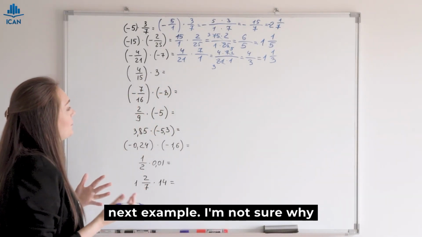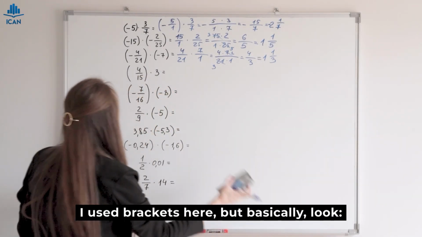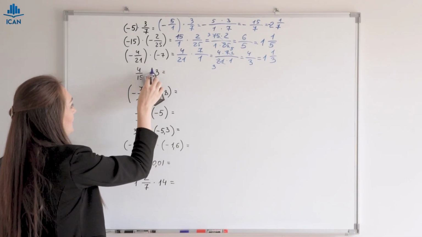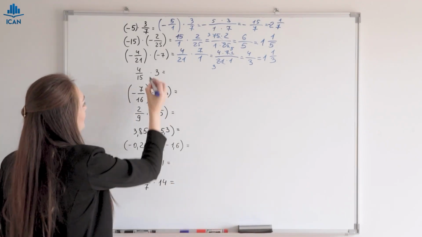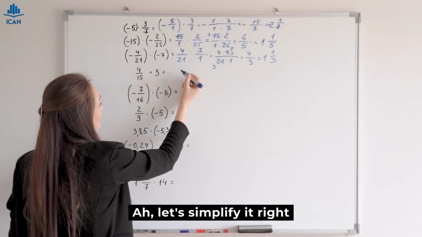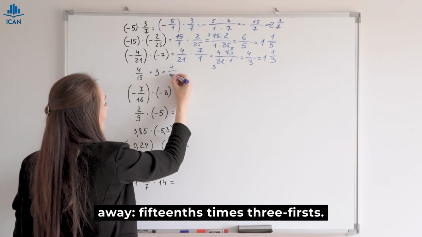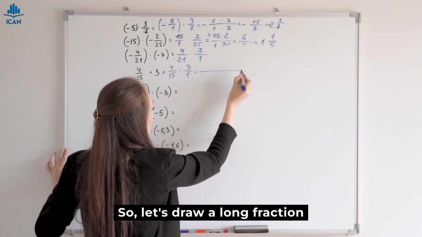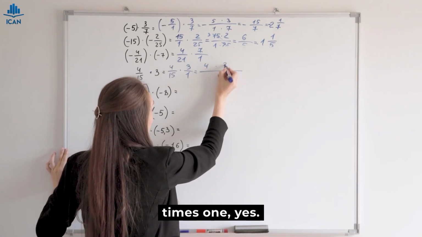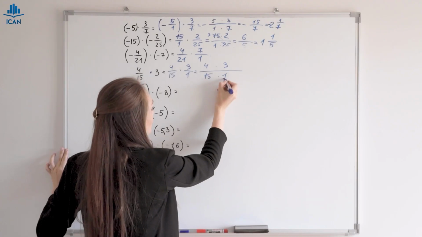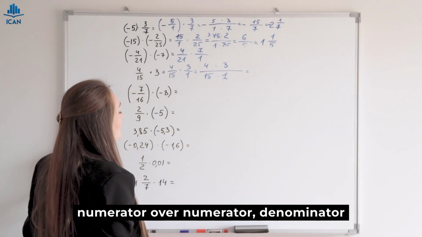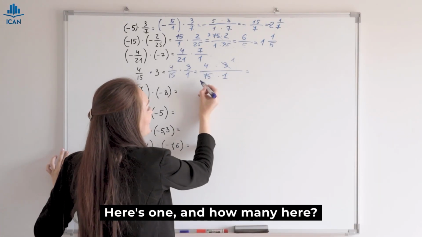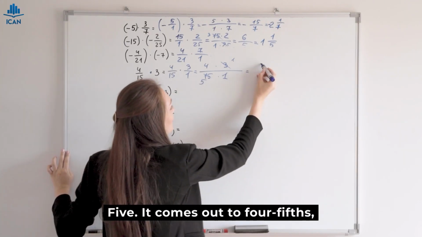Excellent. Let's solve the next example. I'm not sure why I used brackets here, but basically look, 4/15 times 3. Just like that, yes. Let's simplify it right away. 15 times 3/1. So let's draw a long fraction line. 4 times 3 over 15 times 1, yes. So numerator over numerator, denominator over denominator. We divide by 3. Here's 1. And how many here? 5. It comes out to 4/5.